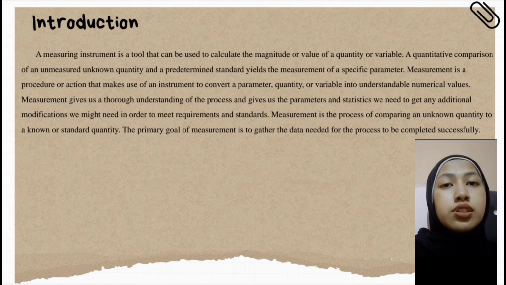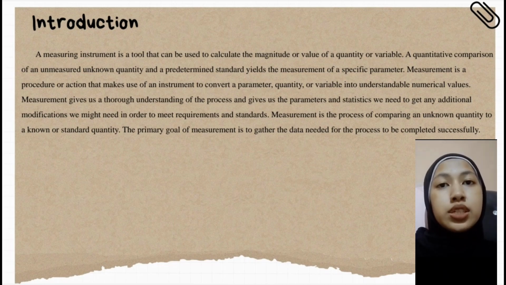To present the introduction about our title, a measuring instrument is a tool that can be used to calculate the magnitude or value of a quantity or variable. It is a quantitative comparison of an unmeasured unknown quantity and a predetermined standard. The measurement is the measurement of a specific parameter.